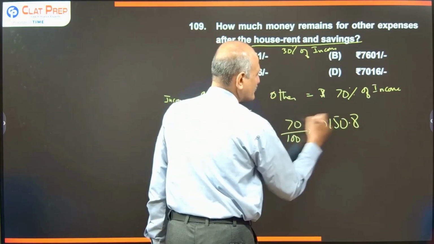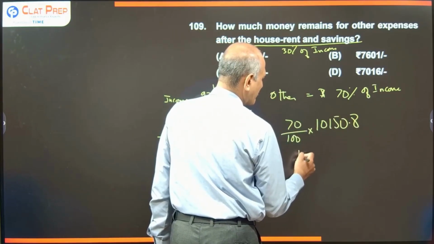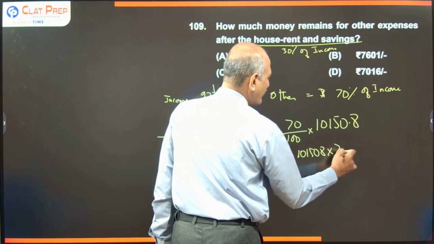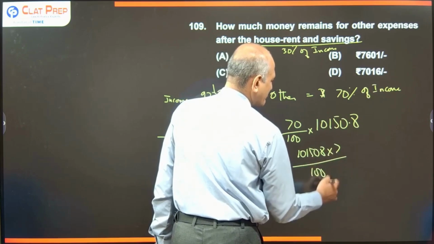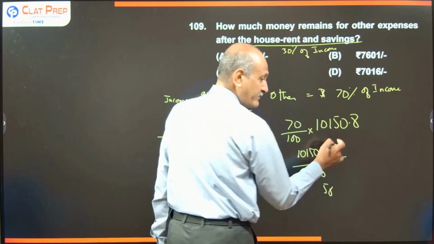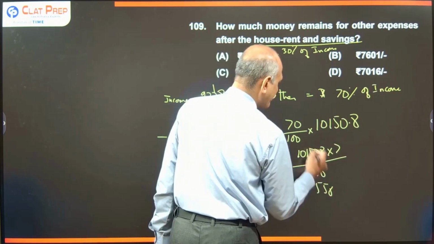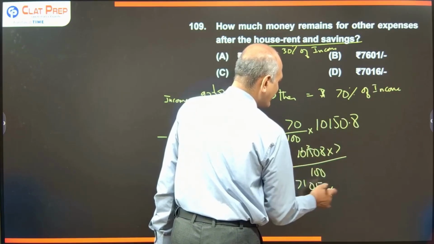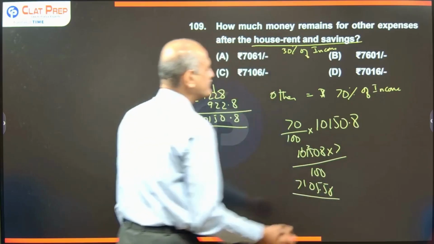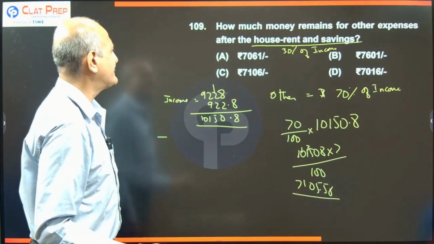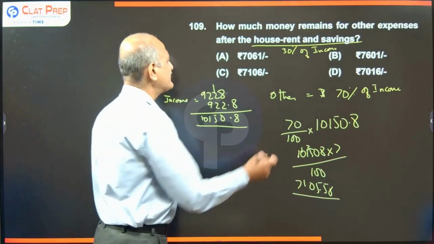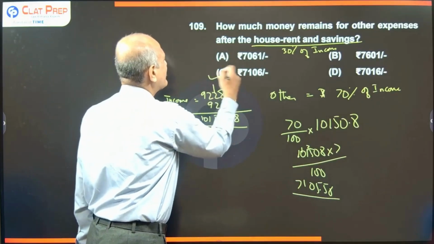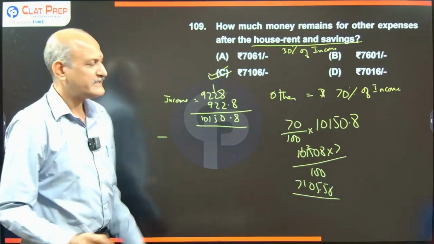So I can eliminate the 10 and multiply, it is 1015.08 into 7, whole divided by 100. 7 8 is 56. 5 7 is 35. 7, 17, 8, 9, 10. Divide this by 100 and you are going to get 7105.56. From the options we can see 7106 is the closest one, so option C is the answer. That's the answer to this question.